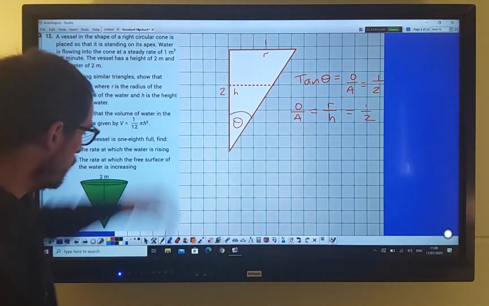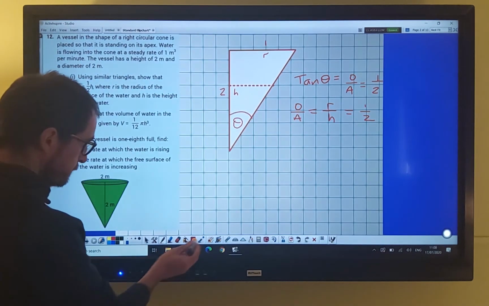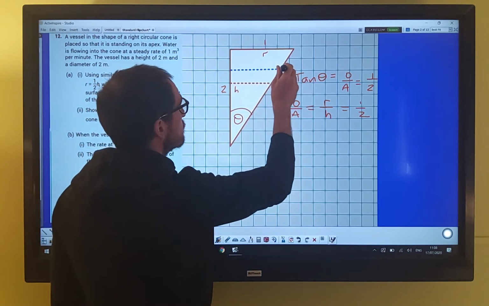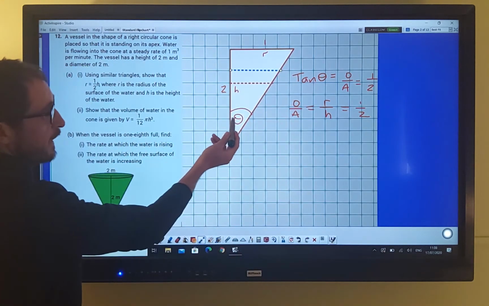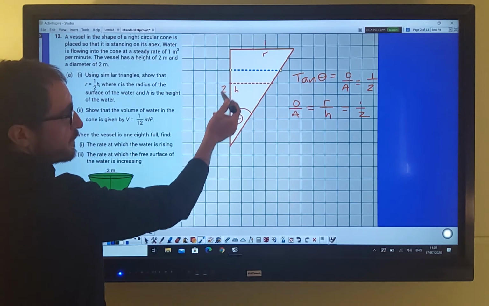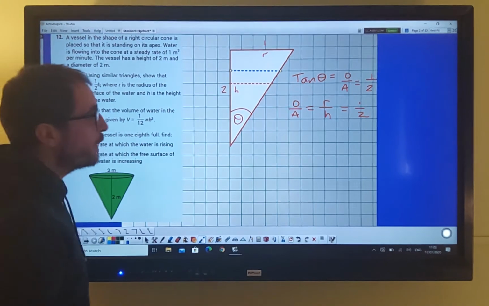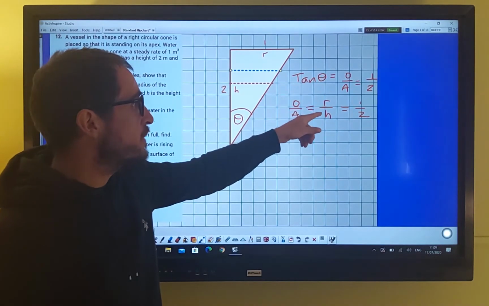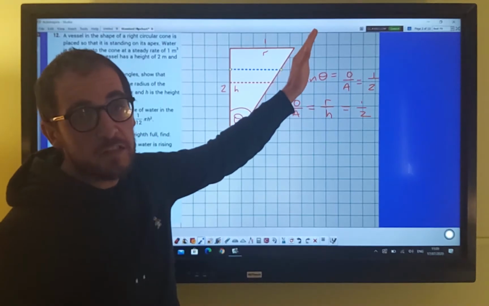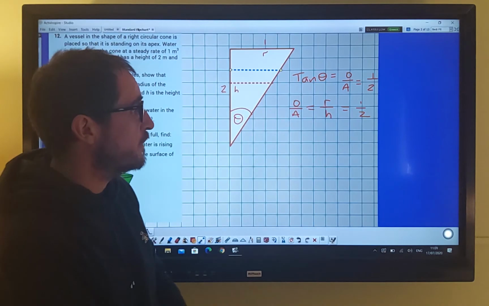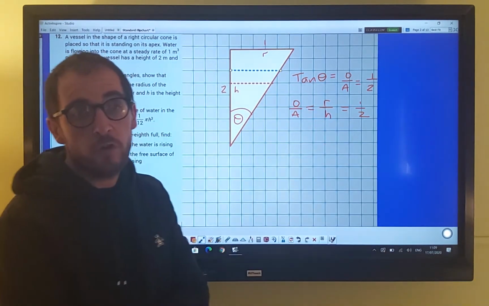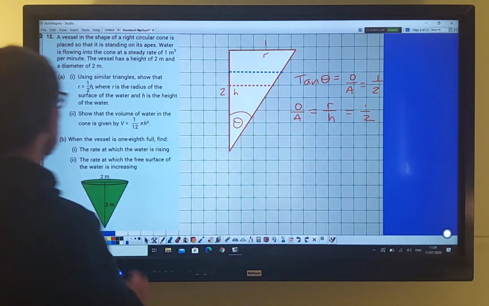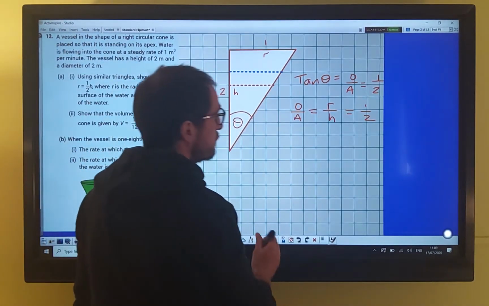So no matter where I put this line, if I put another line, say here, look, that angle stays the same. That's opposite and that's the adjacent. So basically what you can say is, because of this angle here and because of tan, that the radius over height, because the radius is the opposite side and the adjacent is the height, is 1 over 2. So then, I can use this to show that the radius is equal to half the height.